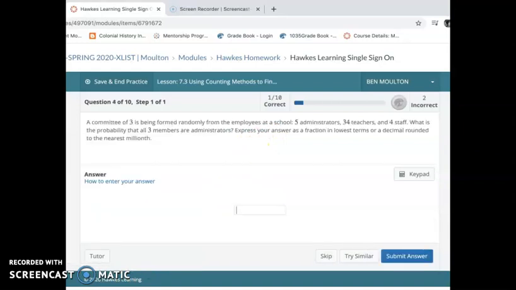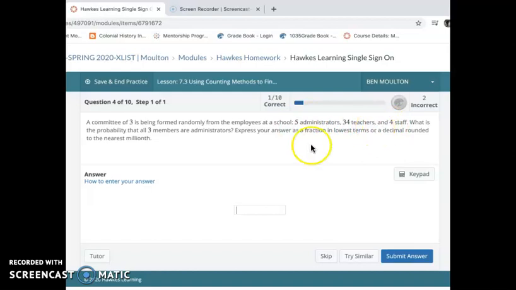All right, this one I think is going to be the hardest one in this section, so let's make sure we understand what's happening here. A committee of 3 is being formed randomly from the employees at a school. There are 5 administrators, 34 teachers, and 4 staff. So from these people, we're going to form a committee of 3.